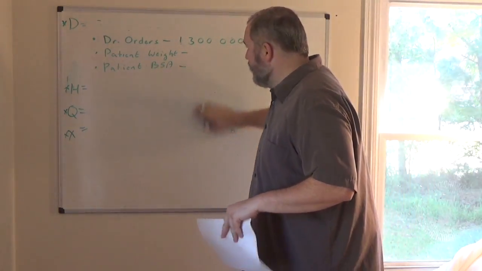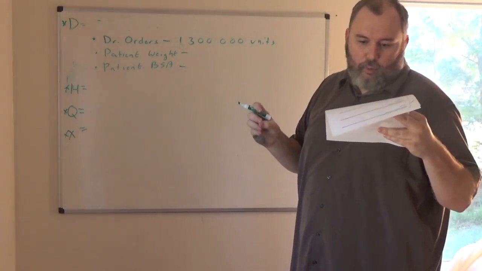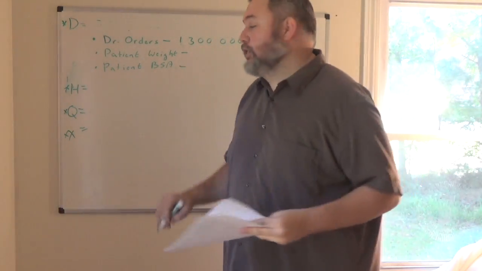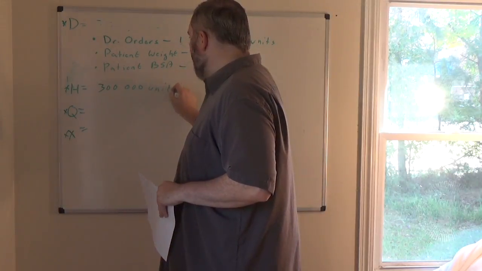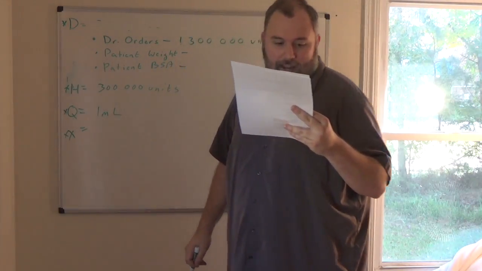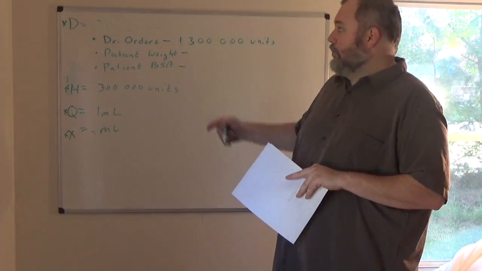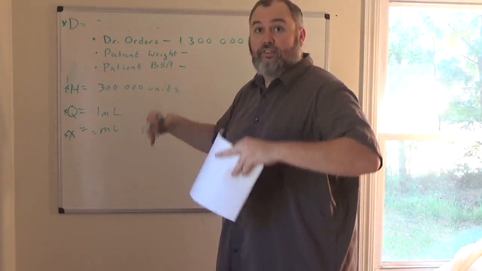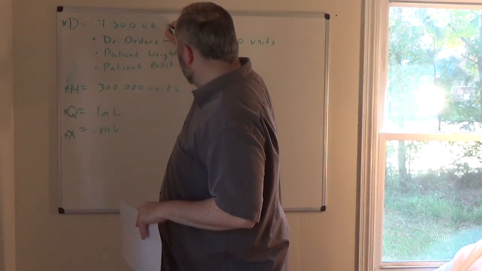Alright. So that's the doctor's orders, and that's in units. Then it says the label reads 300,000 units per mL. Since it says that, that's my strength. So 300,000 units is my H per mL, which is my Q. And it's asking how many mLs do I administer? Well, that's my X. Since this problem doesn't give me a weight or a BSA, I know that my actual dose that I have to give the patient is 1,300,000 units.